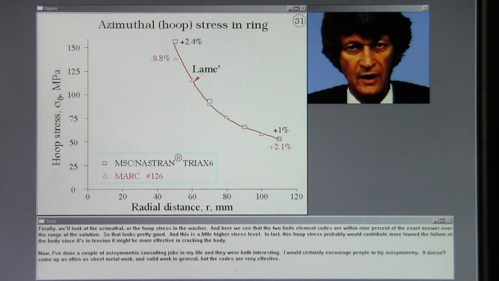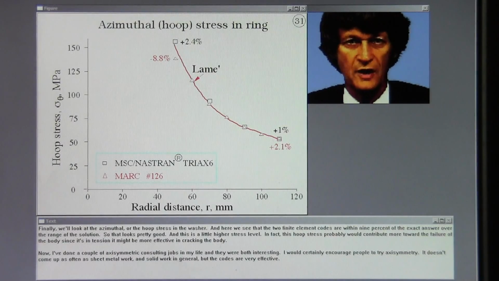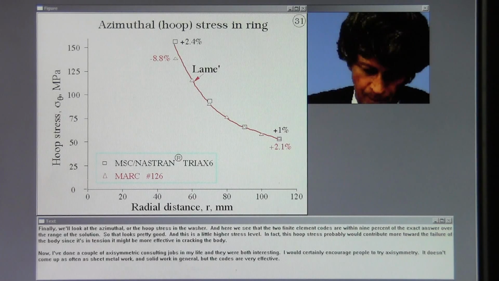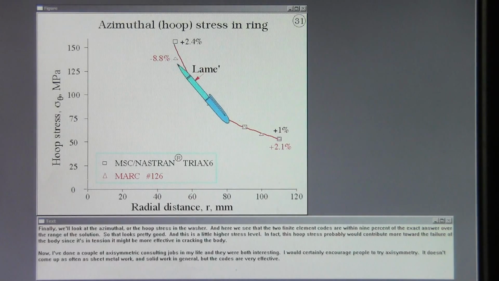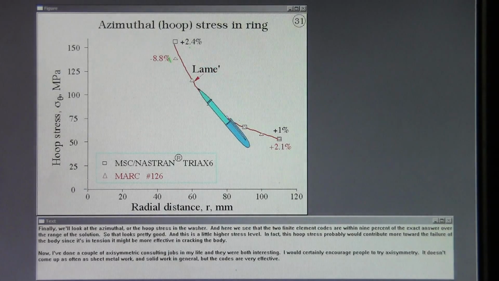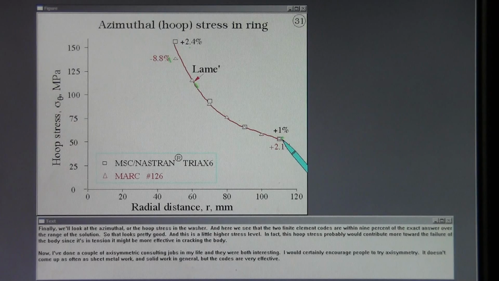Finally, we'll look at the azimuthal, or the hoop stress in the washer. And here we see that the two finite element codes are within 9% of the exact answer over the range of the solution. So that looks pretty good. And this is a little higher stress level. In fact, this hoop stress probably would contribute more toward the failure of the body, since it's in tension and might be more effective in cracking the body.